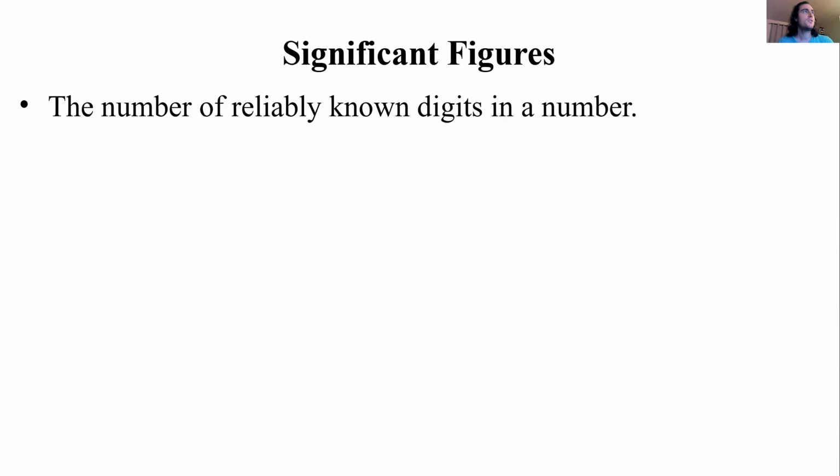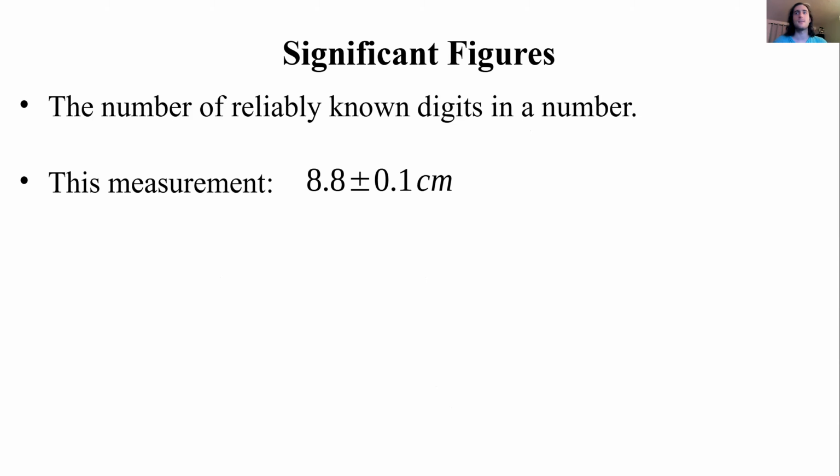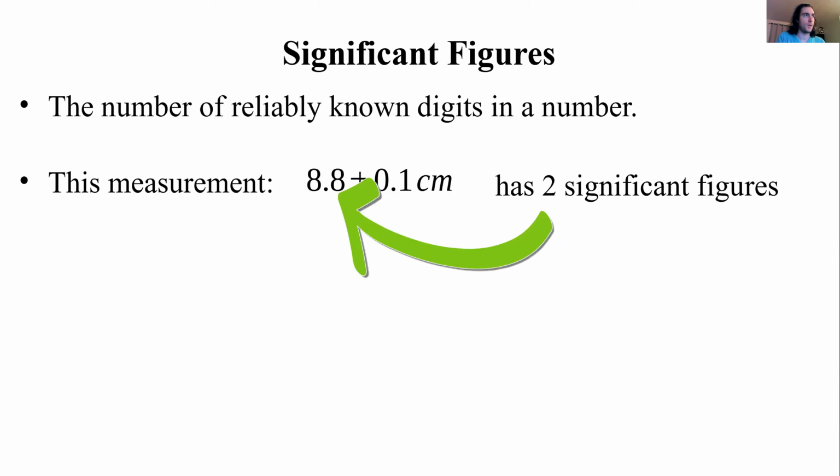Okay, that brings us to this idea of significant figures. Significant figures is basically the number of reliably known digits in a number. So let's take a look at this number that we already have here. This is the measurement that we took of that little 2x4, the 8.8 plus or minus 0.1 centimeters. Now, how many significant figures do we have here? Well, we have 2. Let me explain.